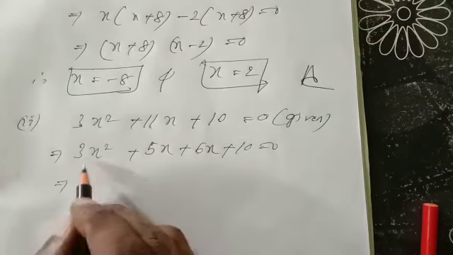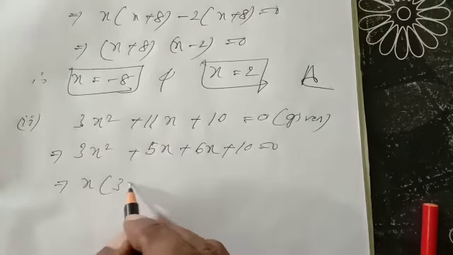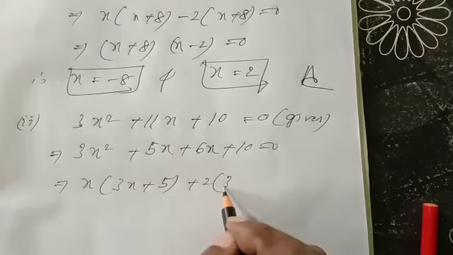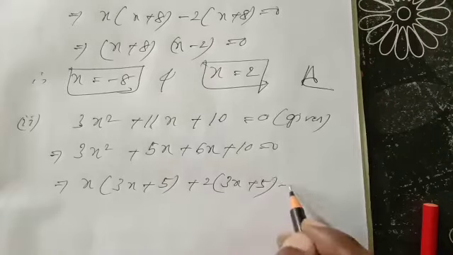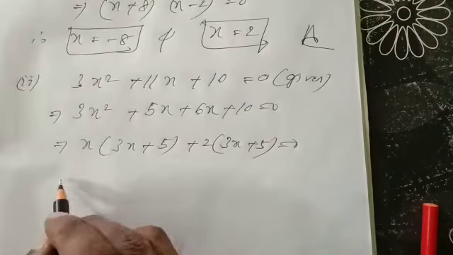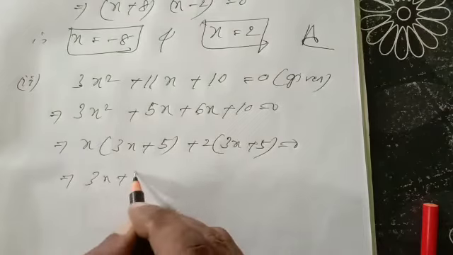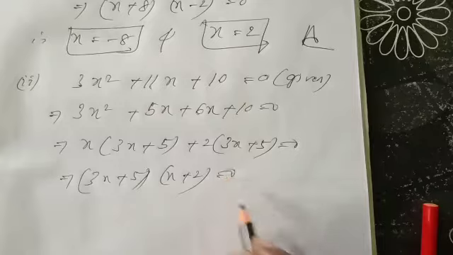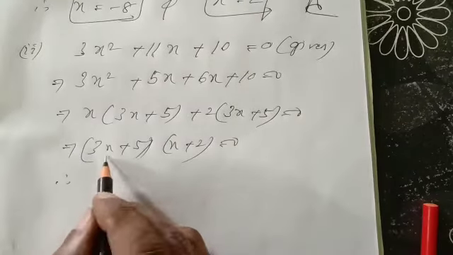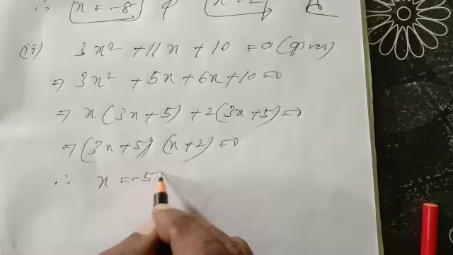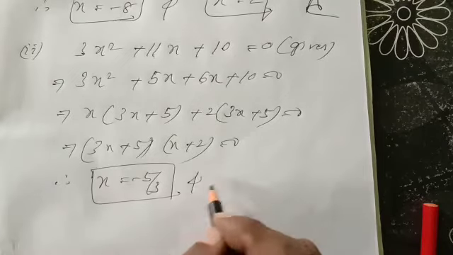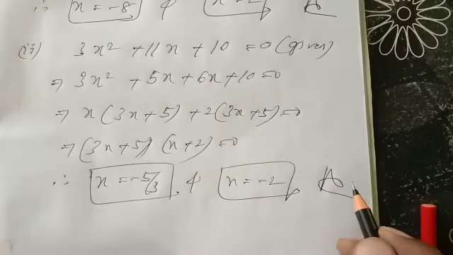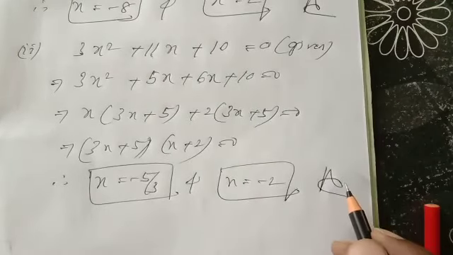Now from the first two terms you take x common. What is left? 3x plus 5 left. From the last two you take 2 common. What is left? 3x plus 5, equal to 0. Next 3x plus 5 can be taken common, and x plus 2 left, equal to 0. Therefore, from the first bracket you get x is equal to minus 5 by 3 and from the second bracket x is equal to minus 2. This is the way of solving a quadratic equation by the factorization method.